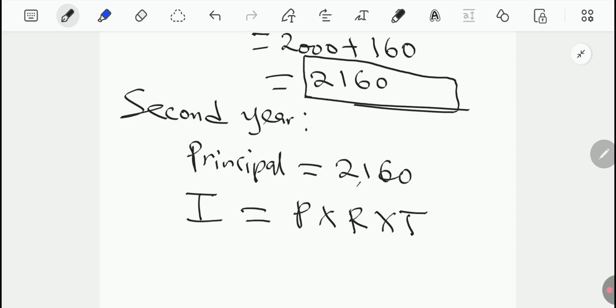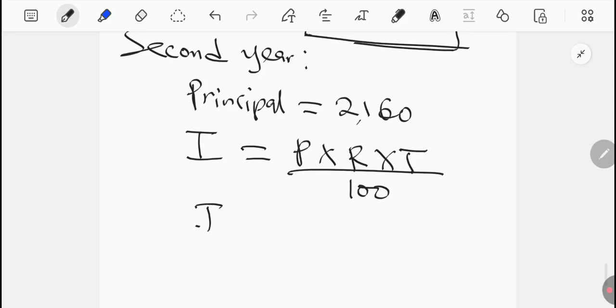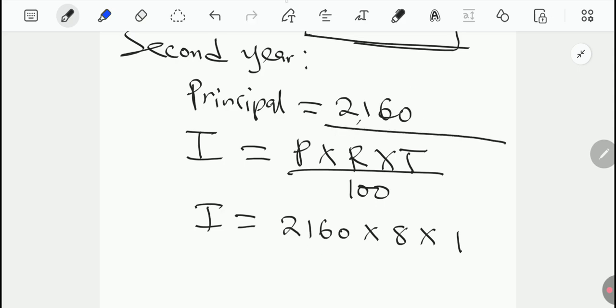The time still remains to be 1 because it's 1 year. We keep calculating after every 1 year. It's not 2, it's 1 out of 100. So interest is the same as principal, which is 2160, times the rate, which is 8, but times the second year, which is 1, because we count 1 year. Don't say we are now in 2 years. In the second year, this one becomes principal, and we take it as 1 year because it's going to work for 1 year.